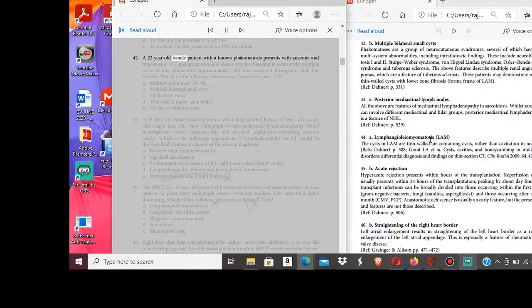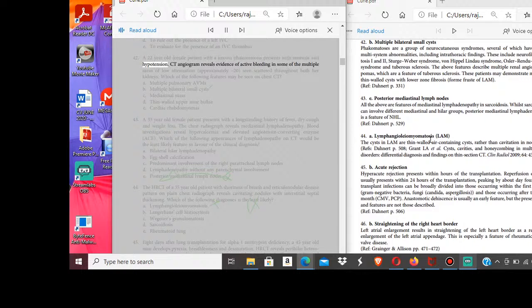42. A 22-year-old female patient with a known phacomatosis presents with anemia and hypertension. CT angiogram reveals evidence of active bleeding in some of the multiple areas of low attenuation, approximately 20, seen scattered throughout both her kidneys. Which of the following features may be seen on chest CT? A. Multiple pulmonary AVMs. B. Multiple bilateral small cysts. C. Mediastinal mass. D. Thin-walled upper zone bullae. E. Cardiac rhabdomyomas.